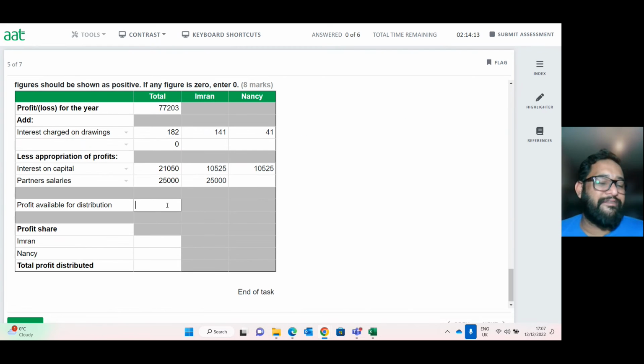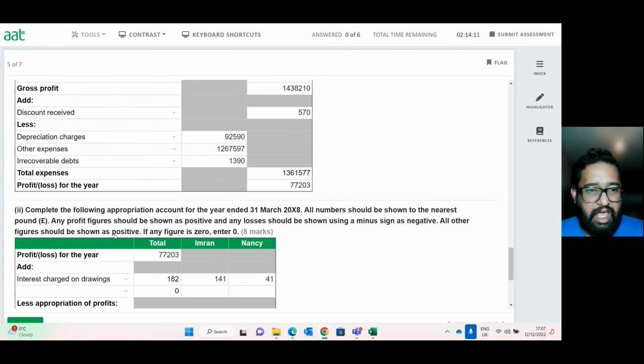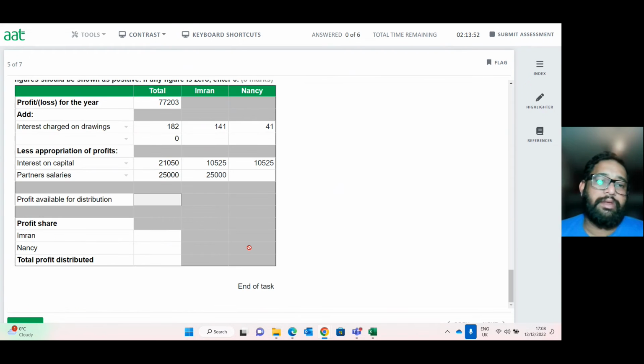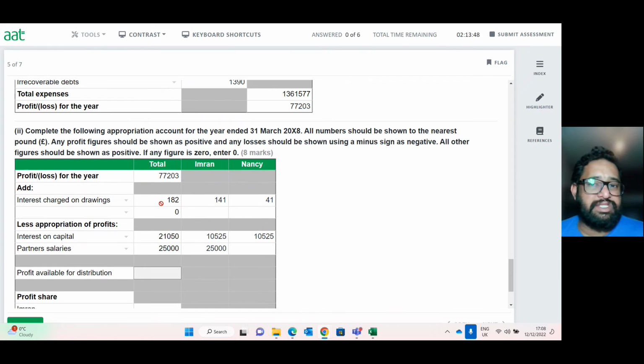So what we've got left now, according to this here, all other figures should be positive. Enter zero, enter zero. If the figure is zero, enter a zero here. That's fine, absolutely okay. Nearest pounds, all preferred for figures, and any losses are okay. So here there's no need to show a minus number for these. This is added on, this is taken away.